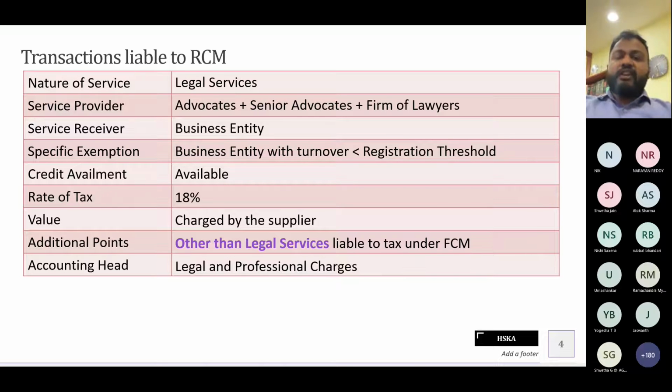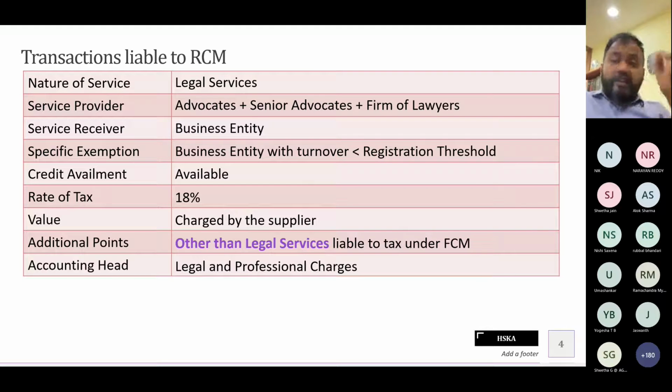Okay. So next we come to legal services. Now, what do you mean by legal services? Just on a lighter side, it does not mean everything else is illegal. Legal services means services in the field of law. Any services in the field of law will be called legal services. If the service provider is an advocate, a senior advocate, or a firm of lawyers, and they provide legal services to a business entity, then the tax is required to be discharged by the business entity.